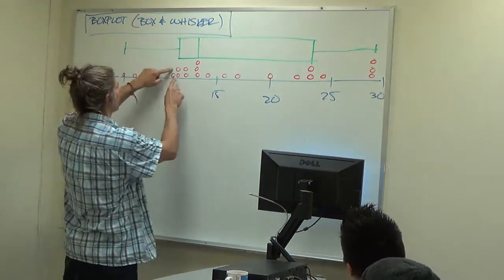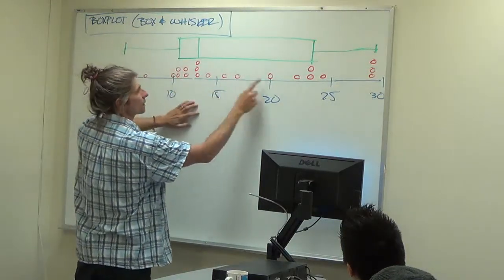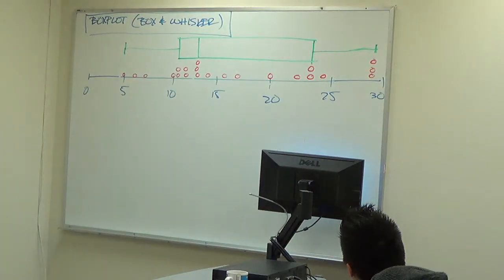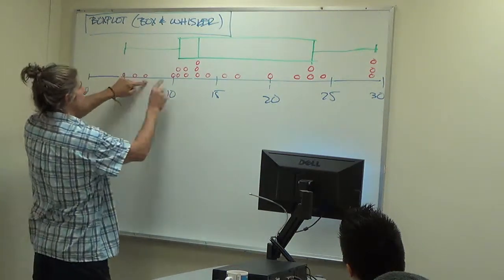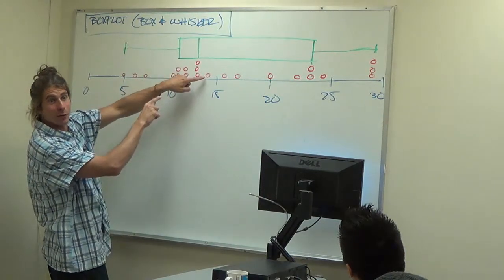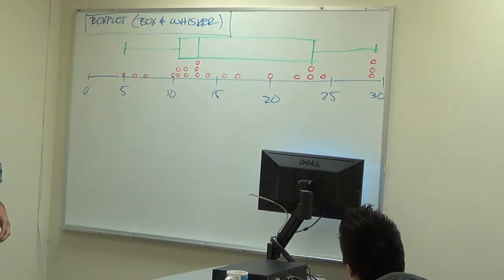How many data points are there all together? 1, 2, 3, 4, 5, 6, 7, 8, 9, 10, 11, 12, 13, 14, 15, 16, 17, 18, 19, 20, 21, 22. 22 of them. The median is going to be directly in the middle between 11 and 12. 1, 2, 3, 4, 5, 6, 7, 8, 9, 10, 11. There's your 11, right? And then your 12 over there. There's your median. Boom, centered.